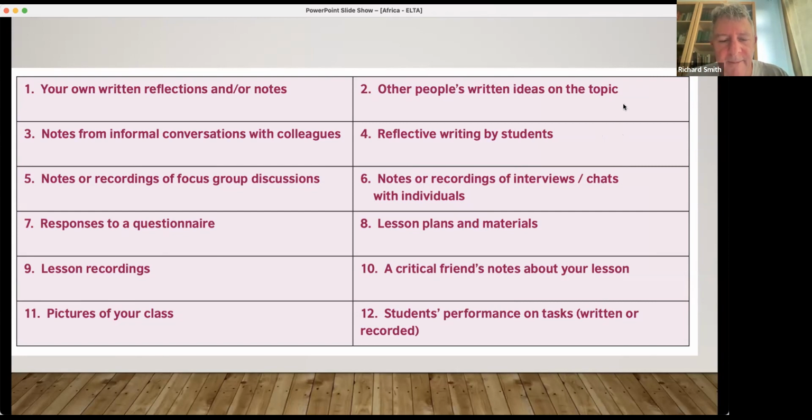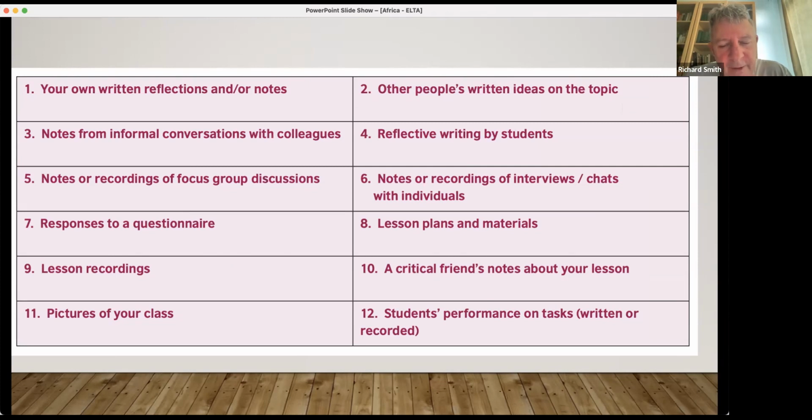Yes, and sometimes number 8 can be useful, where if you have a lesson plan, the teacher after the class just writes what actually happened in each part of the lesson plan, as opposed to what they hoped would happen. That can be useful for comparing what they hoped to do and what actually happened in the class. Number 9 is also very useful, but it involves maybe a mobile phone recording.